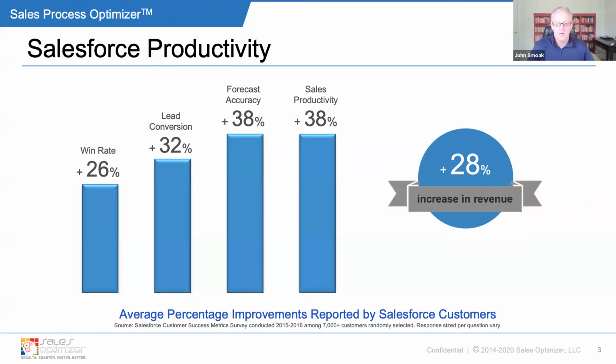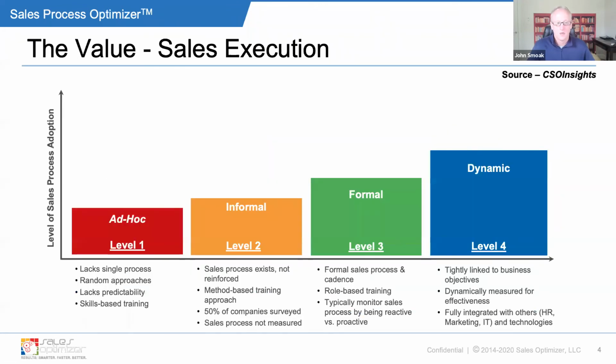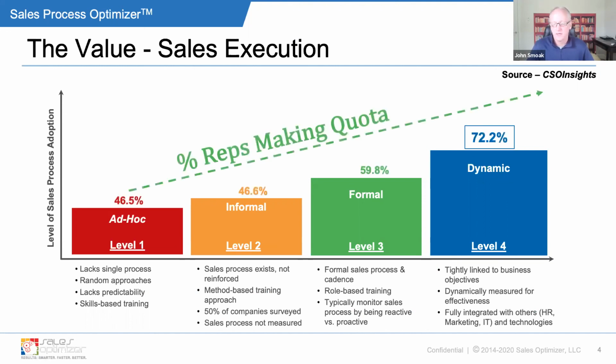There was another study done on sales processes and the effectiveness of having a good sales process built into your technology. What you'll see here is that many people have an ad hoc process. It's not terribly formal. People just sort of have things in their mind, but it's nothing formal. As we move up the curve to informal and more formal processes and dynamic sales processes, the percent of reps making quota increases significantly. And that shouldn't be a surprise.